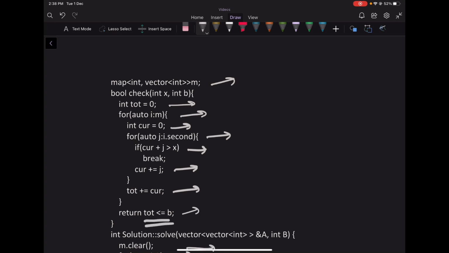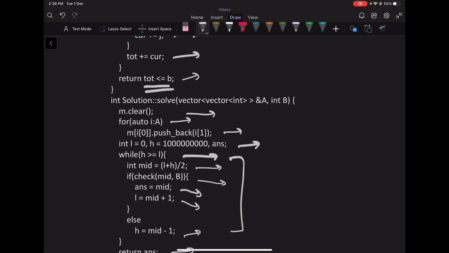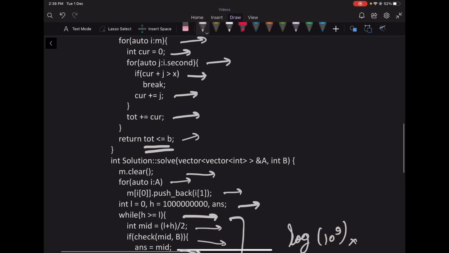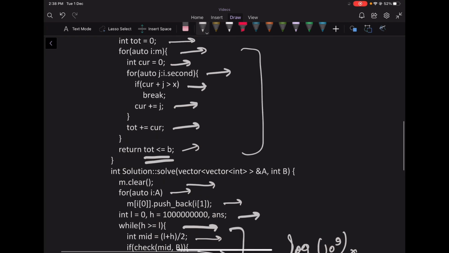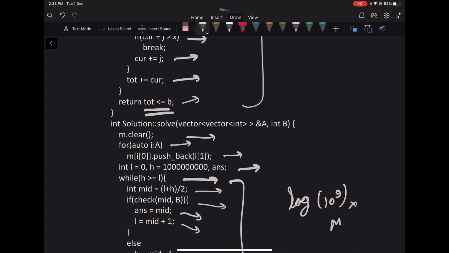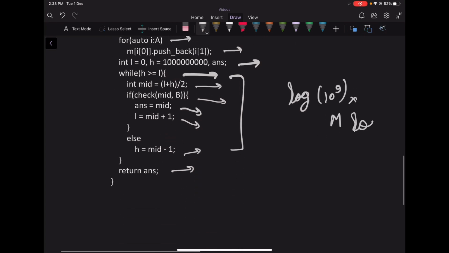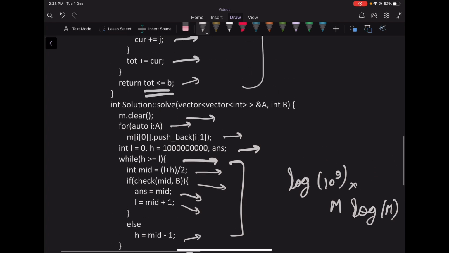So now let's think about the time complexity. We have a log of 10 to the power 9 here for the binary search. And now we'll iterate over all the children. So if we have m children, it will be of the order m. And since we are using a map, we can say that it can be m log m as well. Or you can use an unordered map. So it can be m log m into log of 10 to the power 9, or m into log of 10 to the power 9. And either will work for this case.